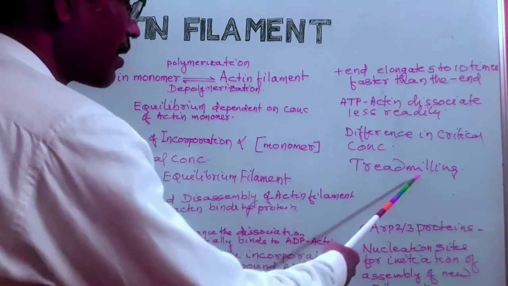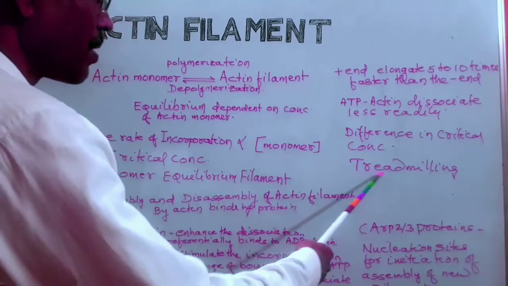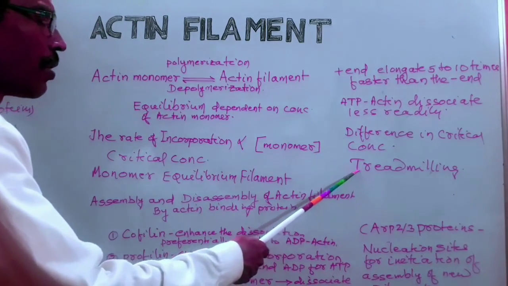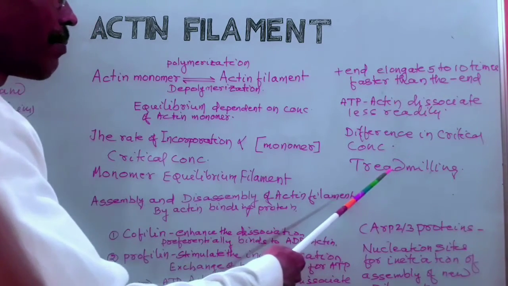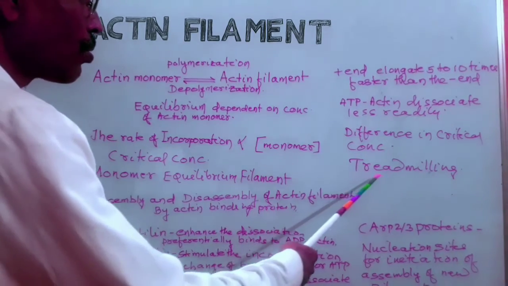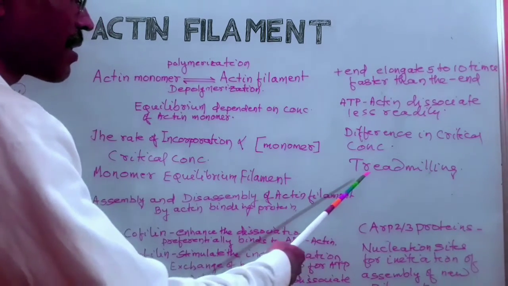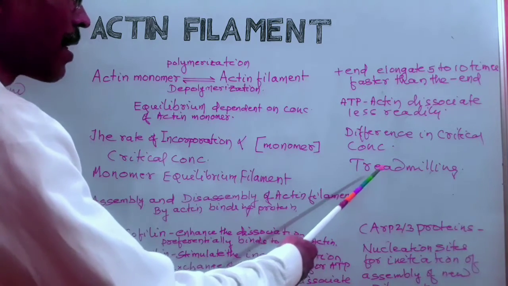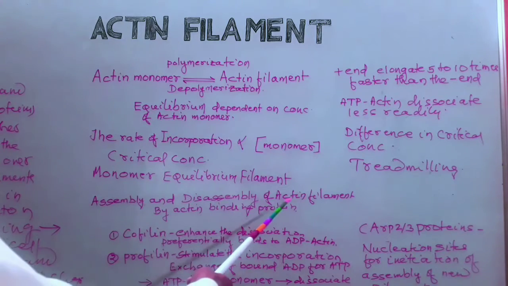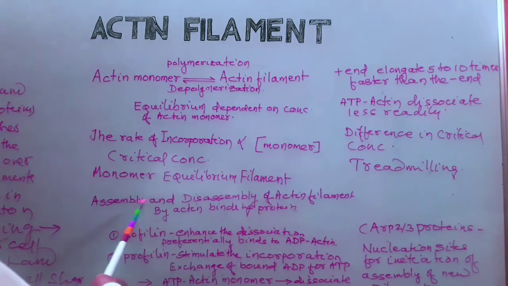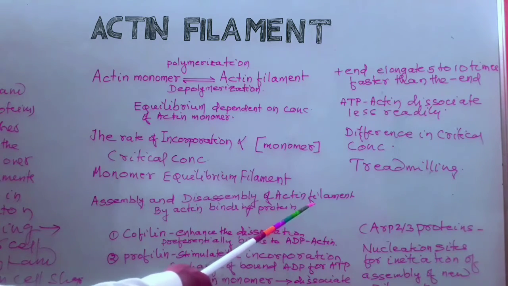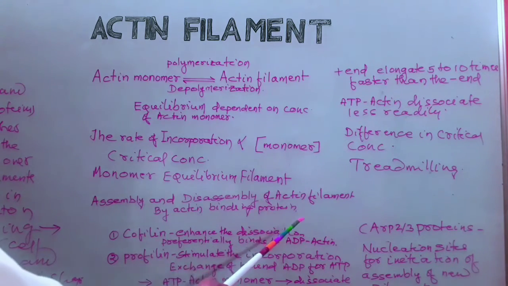What is treadmilling? It is a dynamic behavior. Treadmilling is a dynamic behavior in which one end of the actin filament grows and the other end shrinks. So, due to this treadmilling, a section of the actin filament seemingly moves. Next, assembly and disassembly of actin filament. Assembly and disassembly of actin filament is necessary for remodeling of the cytoskeleton.